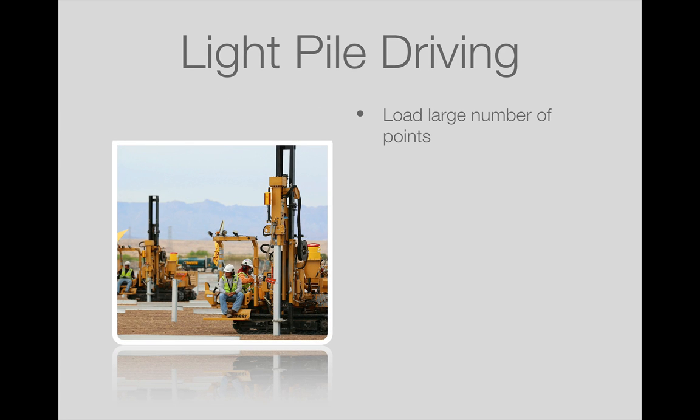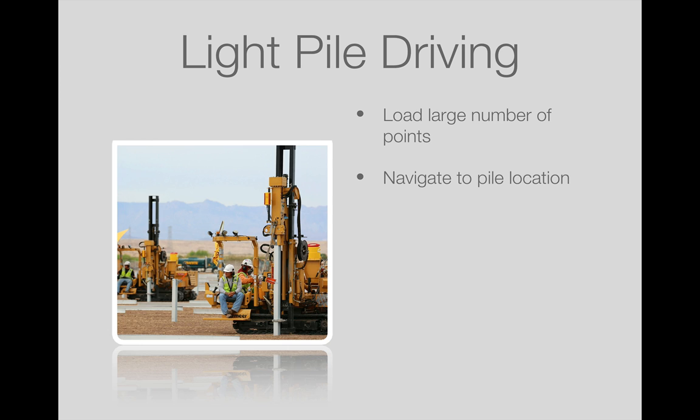Light pile driving. This is a new application that we have addressed recently. And a good example for this are large solar farms. The machine in the images here, for example, is the Vermeer PD10. It is designed for light pile driving for solar farms. So these folks have large numbers of points or piles to drive typically. It can be from 20,000 and upwards to 1,000,000 points.